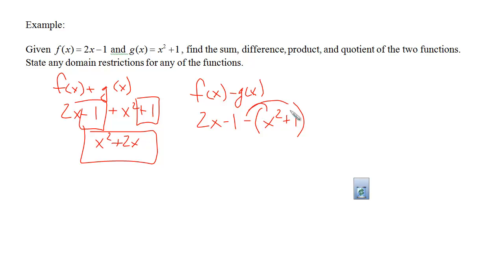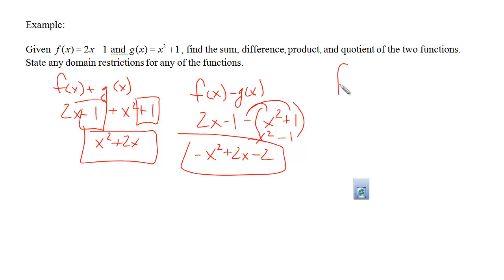So again, this has to get distributed through. So I really have a minus x squared minus 1. And again, there's no square here to take it away from, so I'll put them out front. So I have a negative x squared, a positive 2x, and I have minus 1, and then another minus 1. So that would be minus 2. So we have the sum, the difference.